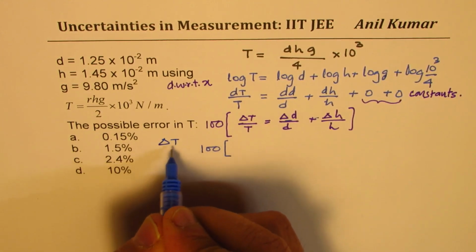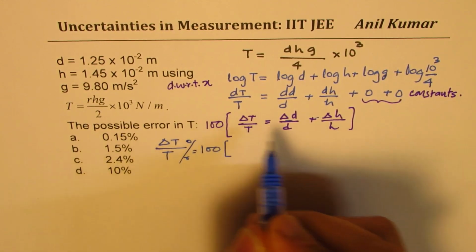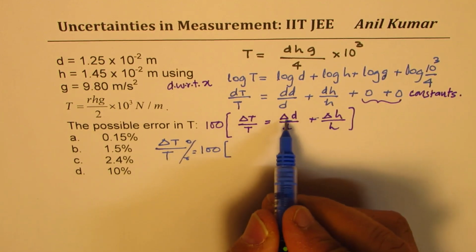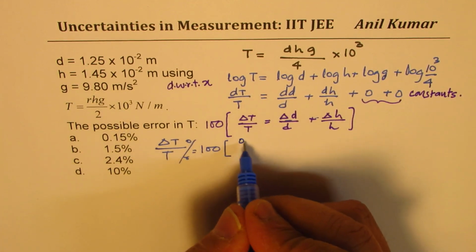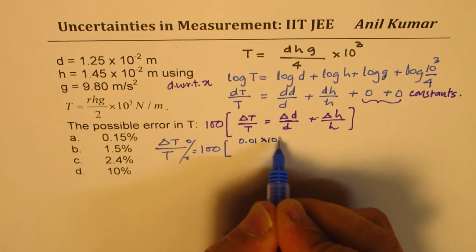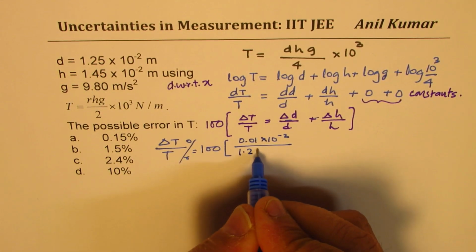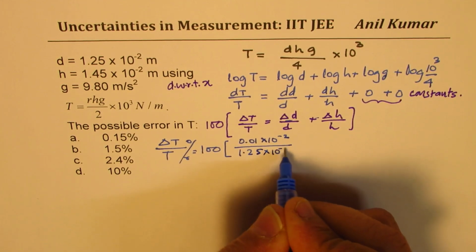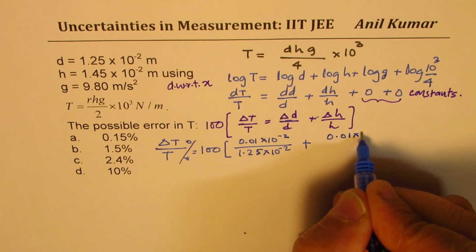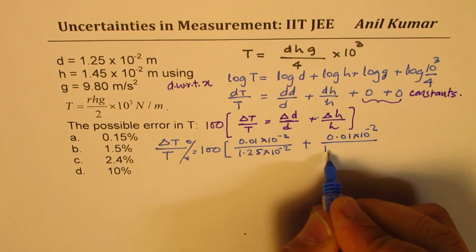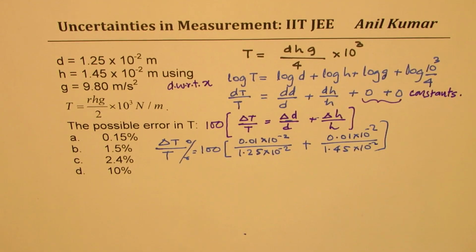Okay, so we have the error in measurement of tension. So percentage error in this is equal to, we multiplied everything by 100. Here the error in the measurement of diameter was 0.01 into 10 to the power of minus 2 divided by the actual diameter measured, which is 1.25 into 10 to the power of minus 2. Plus, similarly, for height, it is 0.01 into 10 to the power of minus 2 divided by 1.45 into 10 to the power of minus 2. Correct? So that is what you get.